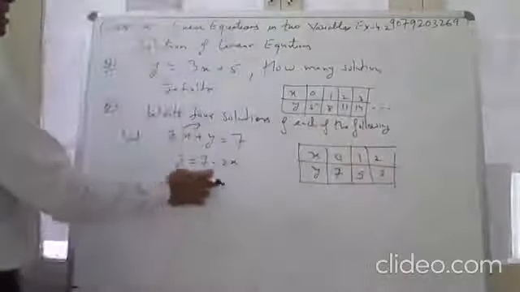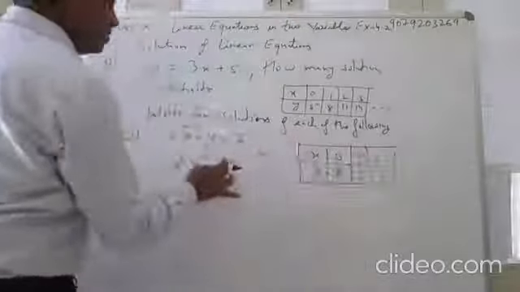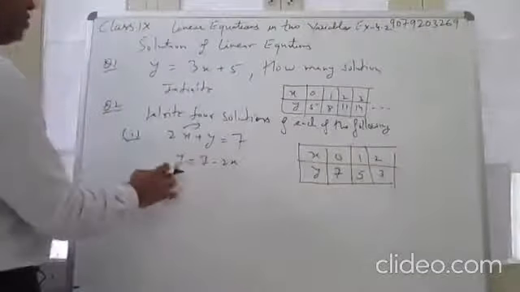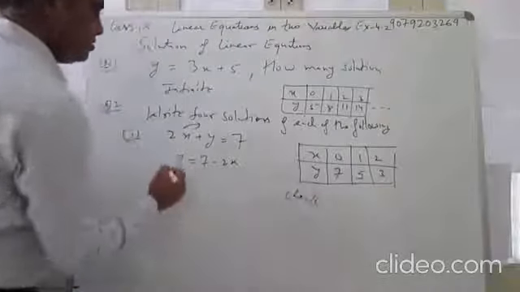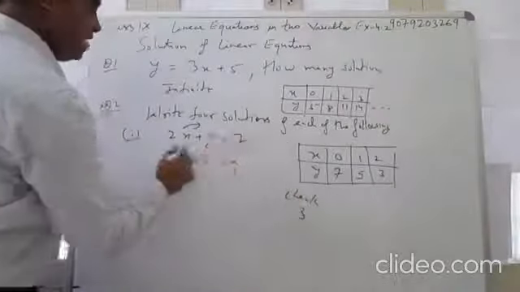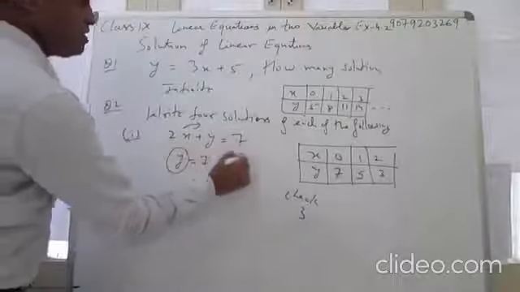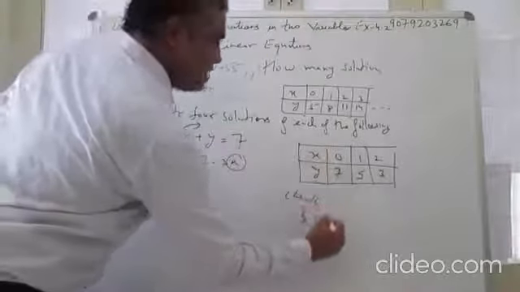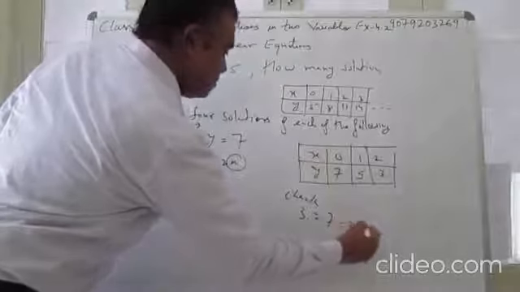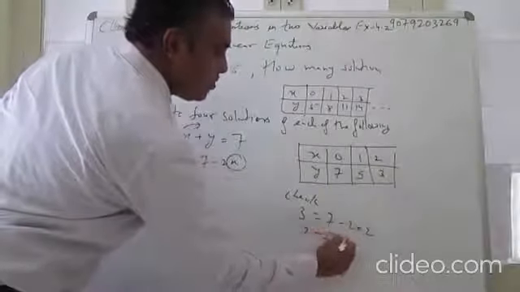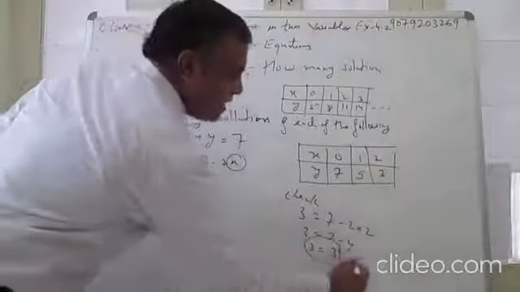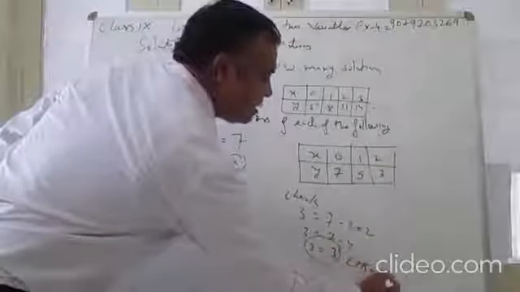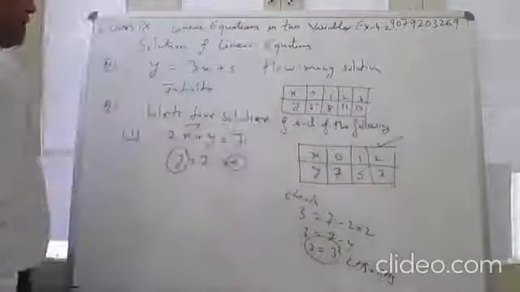And you can also check it. Put 2 and 3 back into it, suppose x is 2 and y is 3. How will you check? Instead of y put 3, instead of x put 2. 7 minus 2 into 2, so 3 is equal to 7 minus 4, 3 is equal to 3. It means left hand side is equal to right hand side. It means the points are correct.